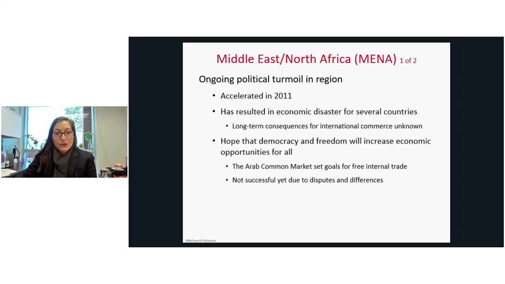Moving from Africa to the Middle East and North Africa, we've got ongoing political turmoil accelerated in 2011 with the Arab Springs, and has resulted in economic disaster for several countries because it meant long-term consequences for international commerce, and much of that is still unknown. The hope is that democracy and freedom will increase economic opportunities, but the Arab Common Market set goals for free internal trade that are not yet successful due to disputes and differences that continue.